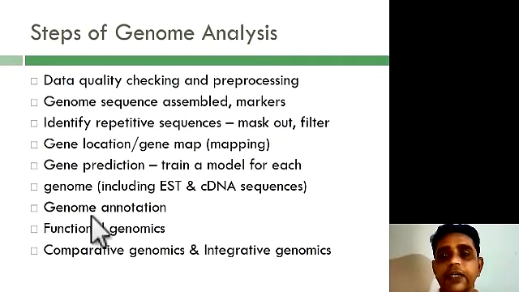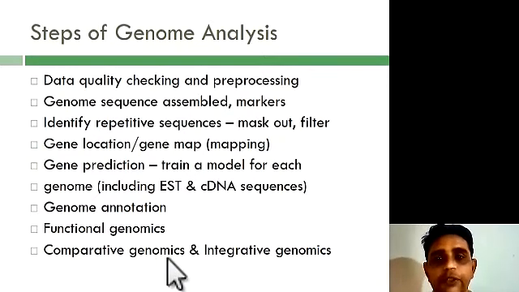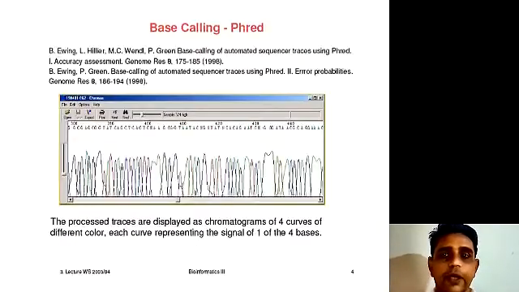The next part is genome annotation: whatever gene you have predicted, we have to find out the function of that gene. That is known as genome annotation. And in functional genomics, how the gene acts under different conditions would be studied. In comparative genomics, you can compare your genome with other available genomes or with some other genome of your interest. So those would be the different steps of genome analysis.